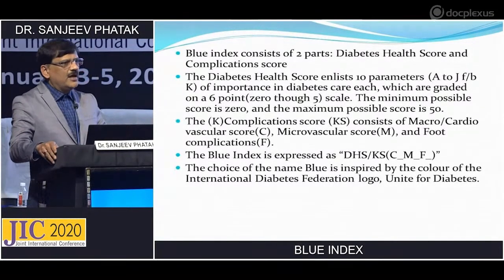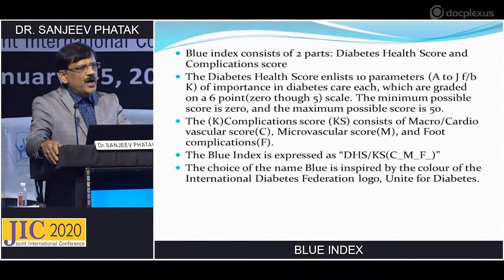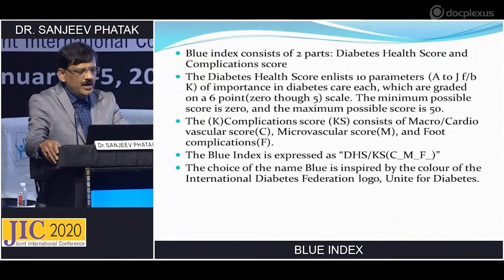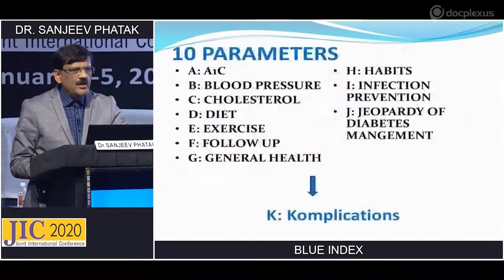Higher the DHS, that is higher the health score, better it is for the patient. Lower the complication score, better is it for the patient. The choice of the name BLUE is inspired by the color of the IDF, that is blue logo, Unite for Diabetes. As discussed, there are 10 parameters.